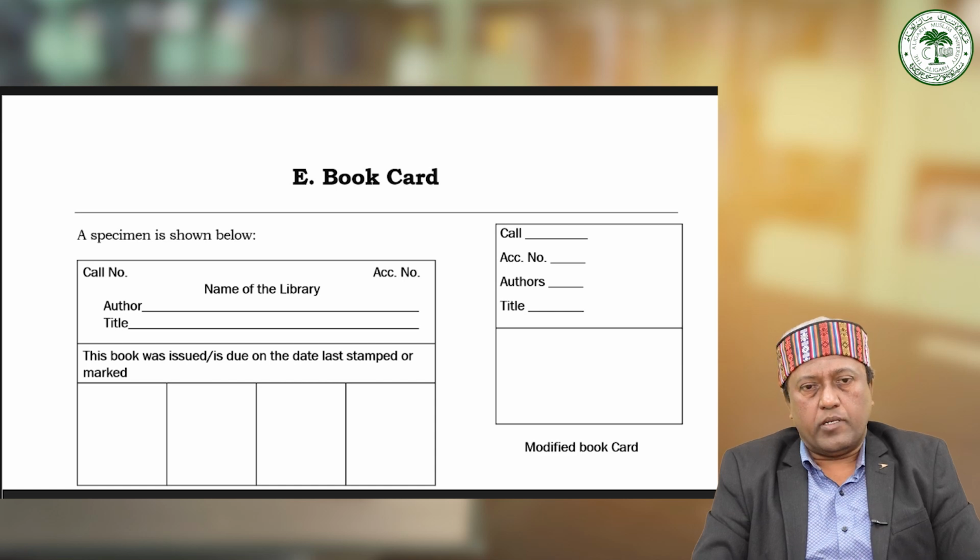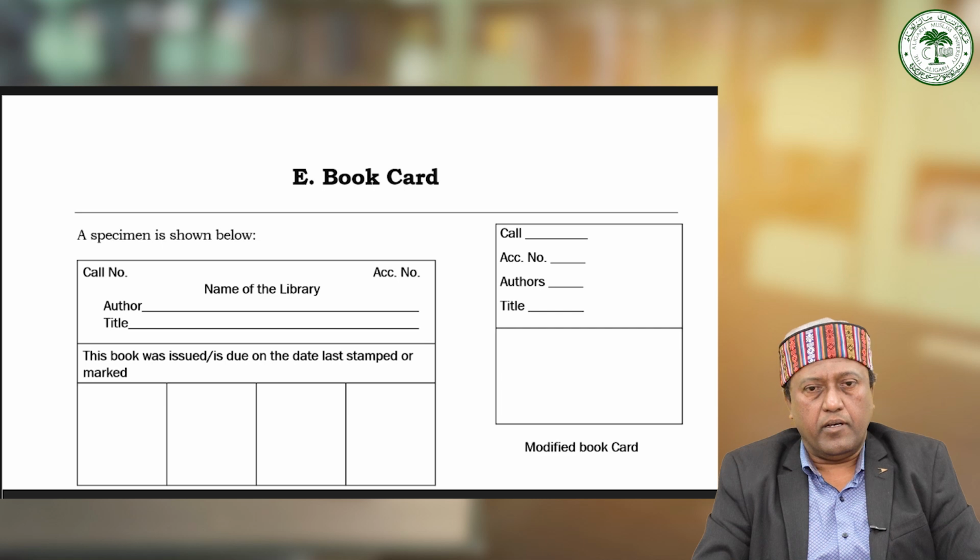As I told you, we have a book card also. The format of the book card you can see. It should give the call number, the accession number, the author, and the title. This book card normally is elongated, and the idea is that it can be kept in the book pocket. So this is the elongated one, and the book pocket is in the shape of a pocket.